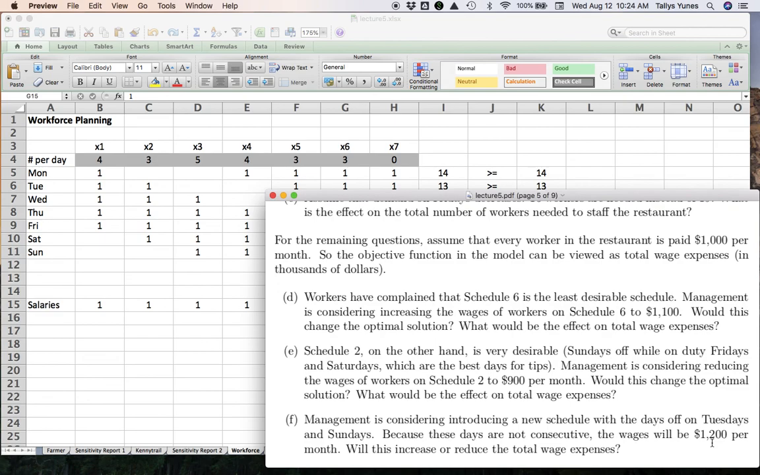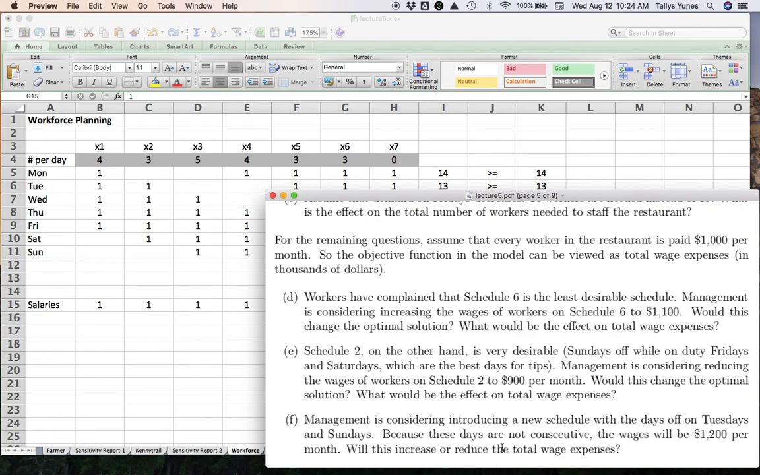Should this be advertised as a job at the restaurant? Meaning, would having a job like this help the restaurant in the sense that they could still staff the place, but overall spend less money on wages?